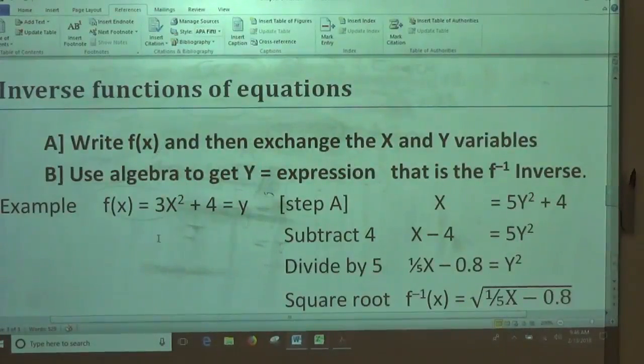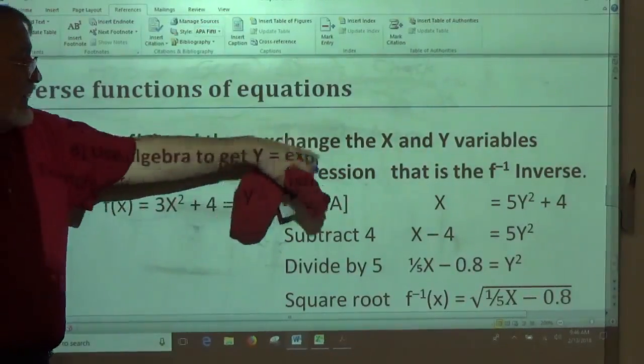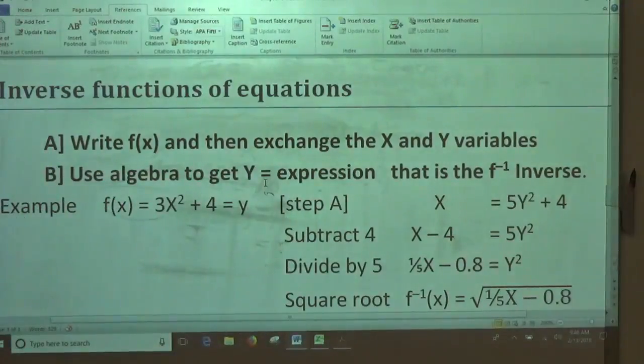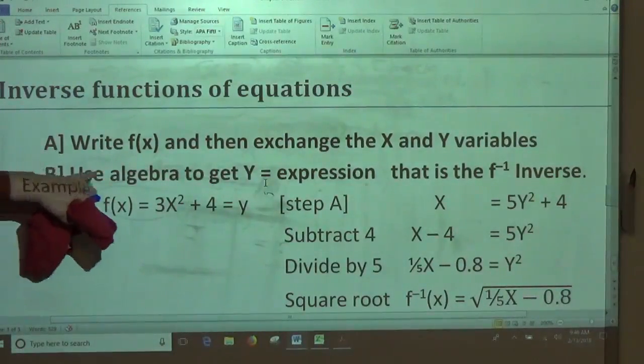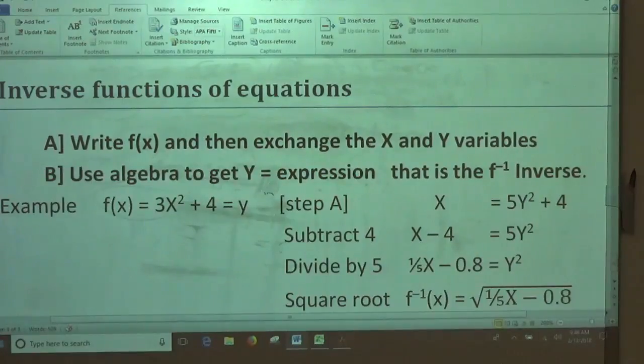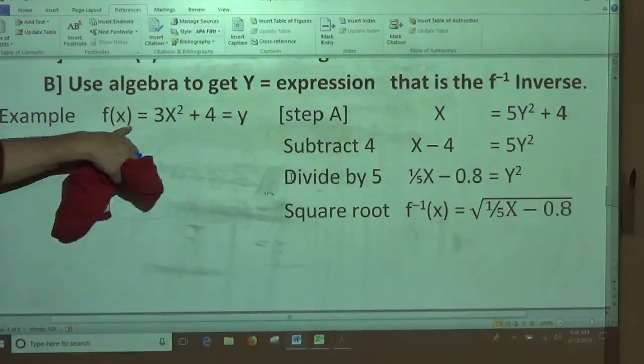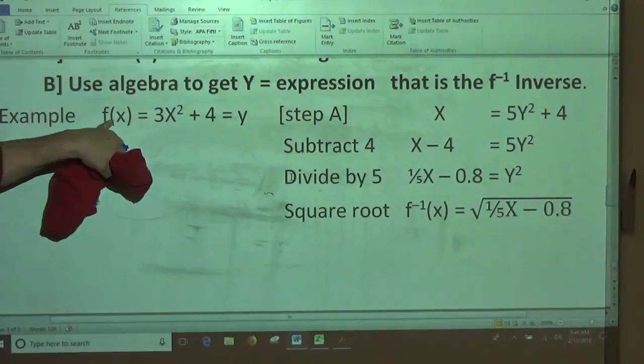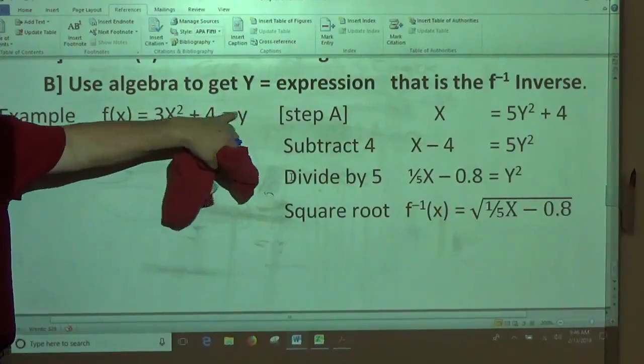Okay, inverse functions. Now, this is how I teach inverse functions. You write the function and then exchange the x and y variables. Then use algebra to get y equals, and that is the inverse. Okay, so here's the example. All right, you're given this. All right, f of x equals this, and you know that f of x is the same as y.